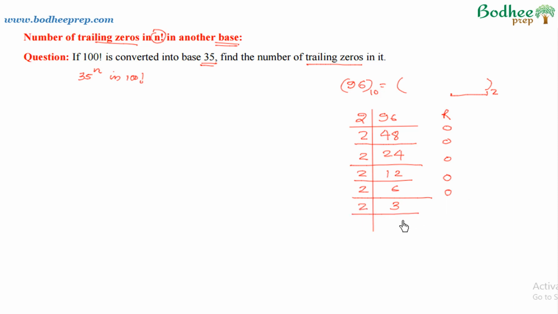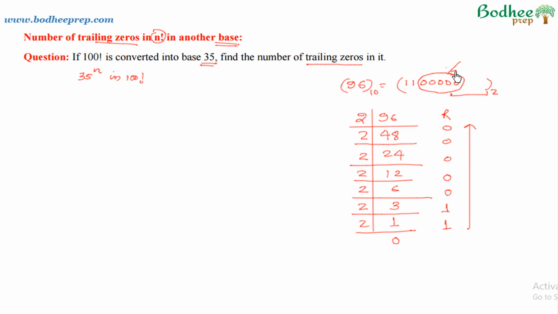Now again dividing by 2, the quotient will be 1 and the remainder is 1. Repeating the process, when 1 is divided by 2, the quotient is 0 and the remainder is 1. So this is how we do it, and later on we write the remainders in reverse order. We start from this number and go till this. So when 96 in base 10 is converted to binary, the number written is 1 1 followed by 5 zeros. So you can see that when 96 is converted into base 2, it has 5 trailing zeros.